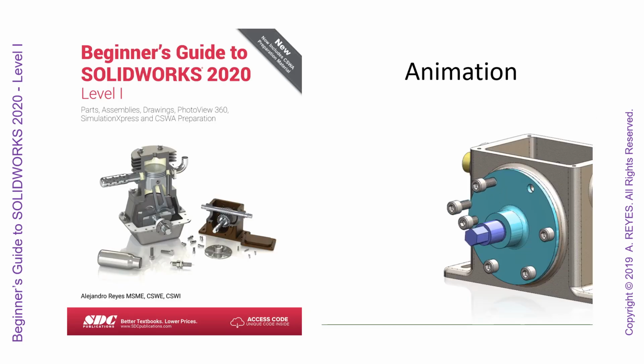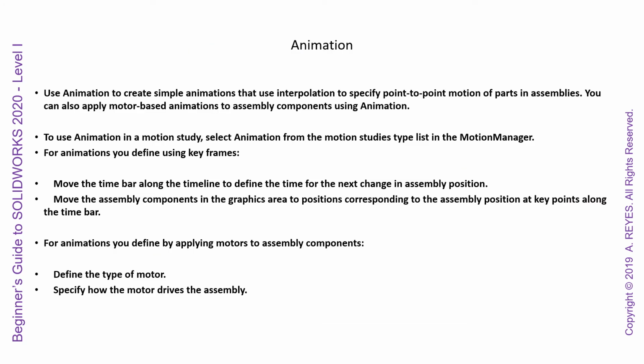You also look at animation. Use animation to create simple animations. You use interpolation to specify point-to-point motion of parts and assemblies. You can also apply motor-based animations to assembly components using animation. To use the motion study, you'll select animation from the motion study type in the MotionManager, and you can define using keyframes. So you can move the time bar along the timeline to define the time for the next change in the assembly position.